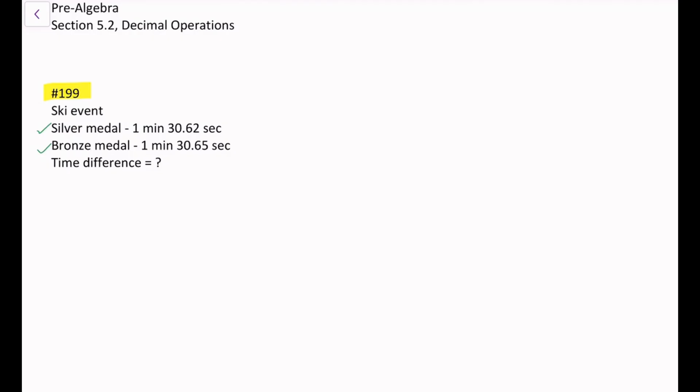So we're just asked to find the time difference. So how much faster was the silver medalist, right? So the way we do that is we subtract the time points and find the difference, right?